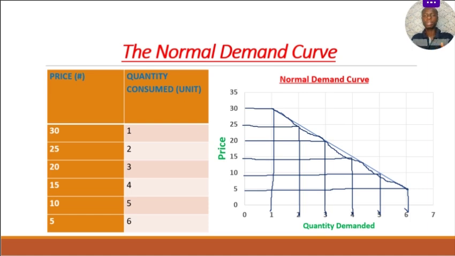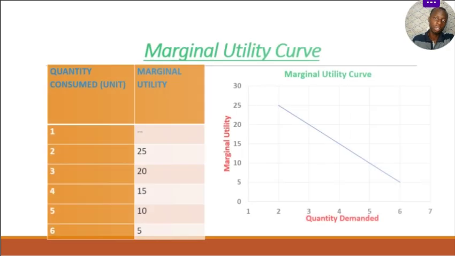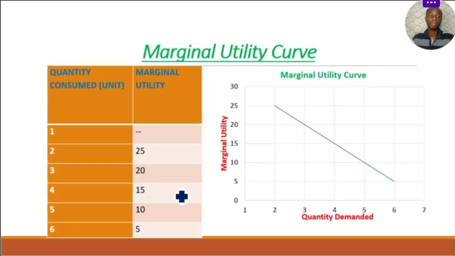Now let's look at what about the marginal utility? You need 2 things as well to draw your marginal utility curve. The 2 things you need are the quantity consumed and the marginal utility. So we brought this from the table that we showed earlier. As you can see here, your marginal utility will be on the y-axis, that is on the vertical axis, whereas your quantity demanded will be on the horizontal axis.